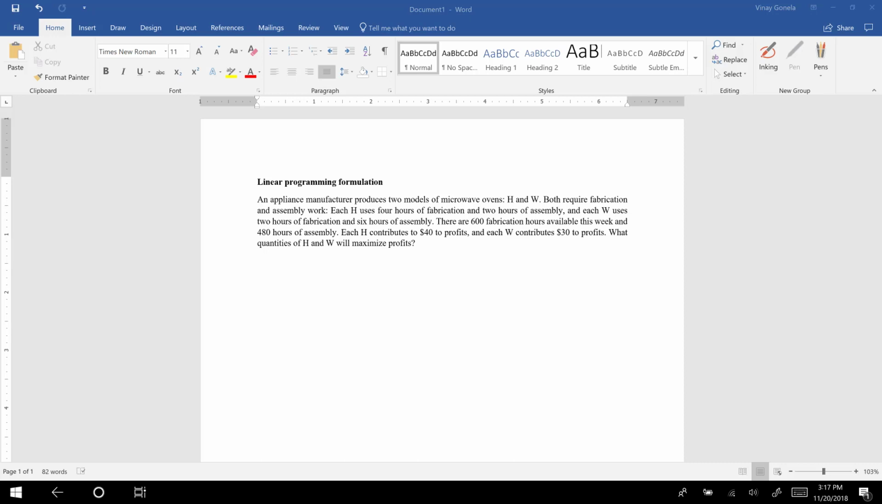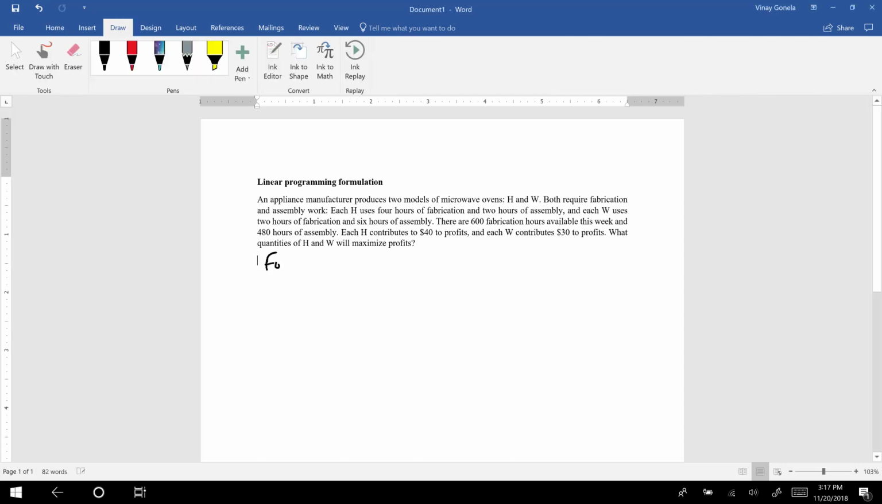So we discussed in linear programming formulation, the first step is to define our decision variables. So what are we trying to determine? If you see here in the question, it says what quantities of H and W will maximize our profit. So that's the decision we are making.